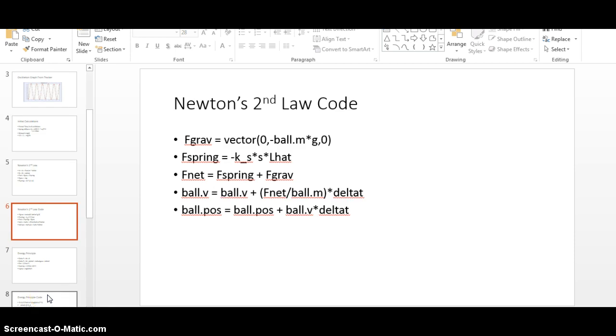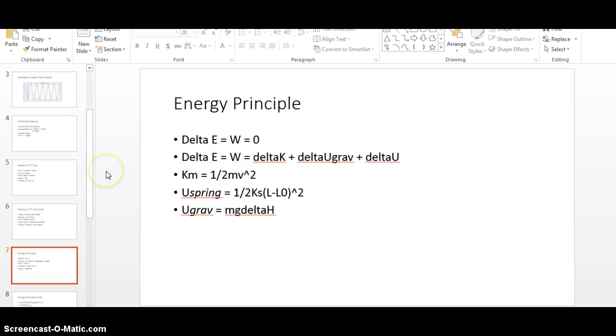So for Newton's second law, the code using Python is outlined here, as you can see. We have F gravity and F spring, which I just talked about. They sum up to give you F net. And we use the net force, which is composed of the two, F gravity and F spring, in order to find the velocity of the ball. And then we use the velocity of the ball to calculate the new position of the ball, which we have outlined in these pieces of code here.